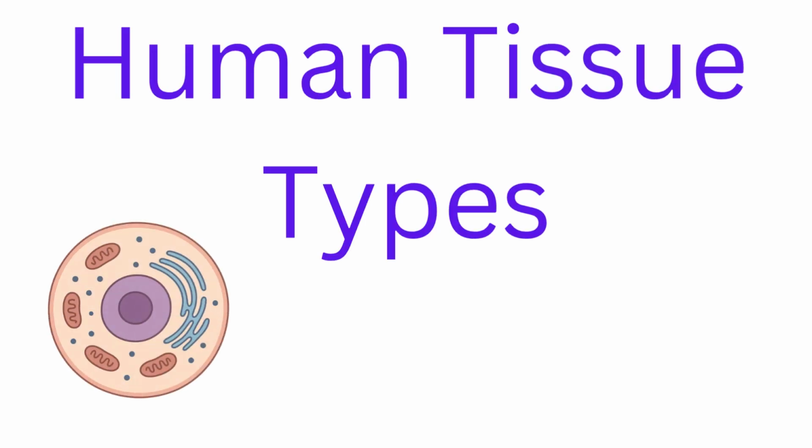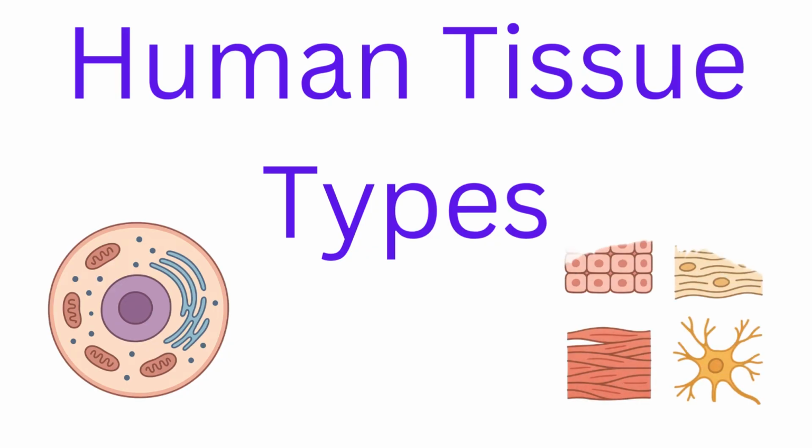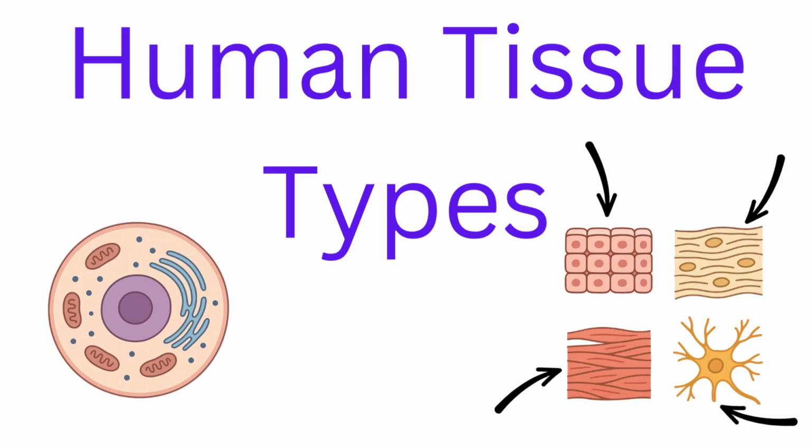Living organisms are built from cells, and in the human body, these cells work together in organized groups called tissues. A tissue is a collection of similar cells performing a shared function. Though our bodies contain more than 200 distinct cell types, every one of them belongs to one of four major tissue categories: epithelial, connective, muscle, and nervous.